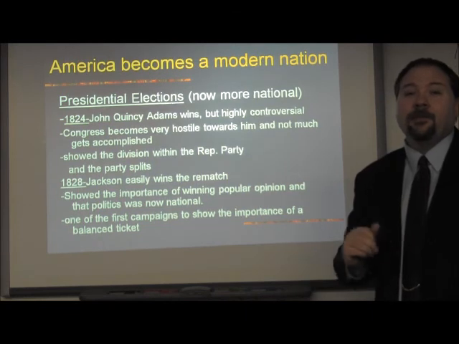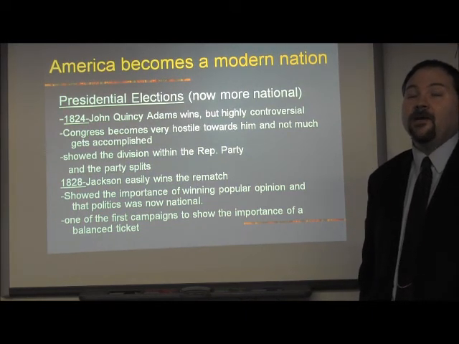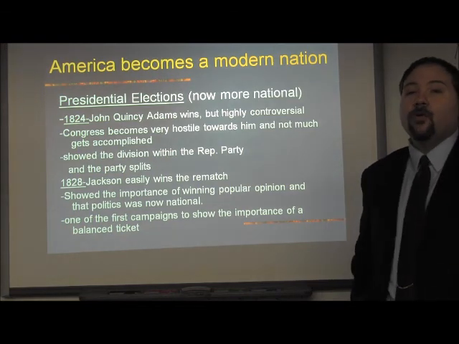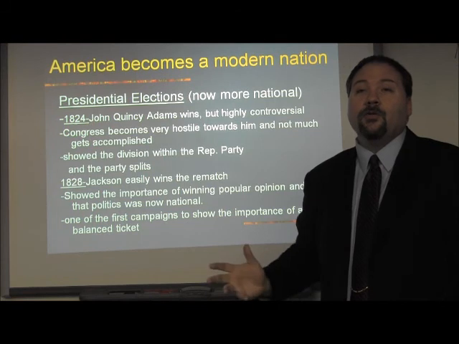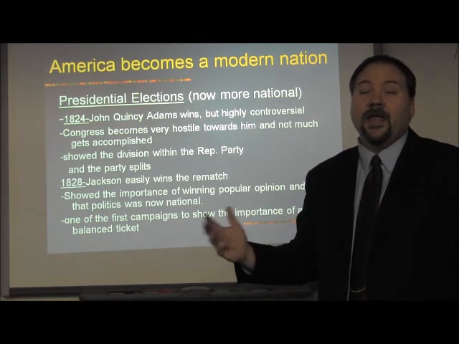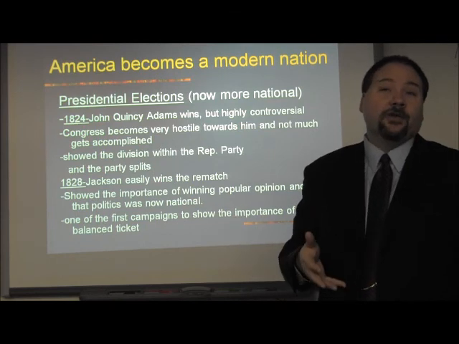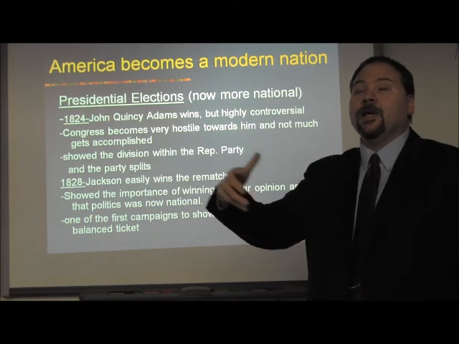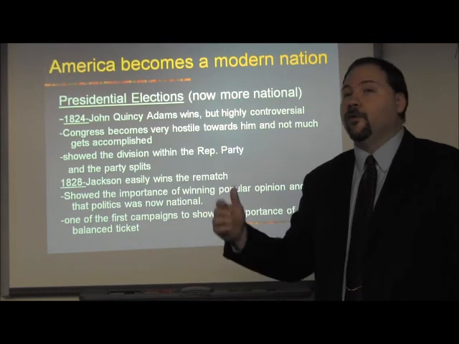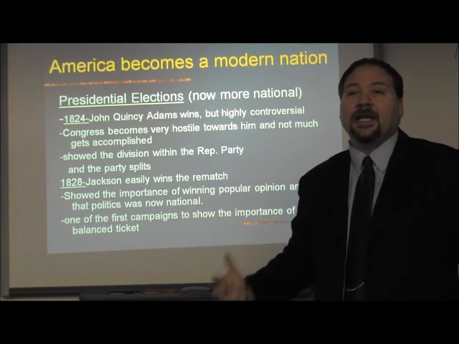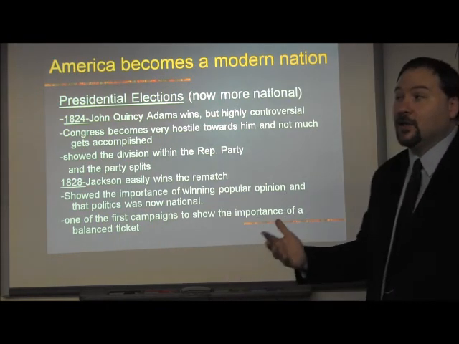And just exemplifying what I mentioned earlier, this really shows the importance of having a balanced ticket like we have today, where you have one presidential candidate from one region and a running mate from another. That's why, for example, you oftentimes will have someone from California running. He's on the West Coast, so they'll pick someone from the East Coast, like say New York or Florida, to balance out the ticket so you have different regions of the country represented, which is a tradition today.